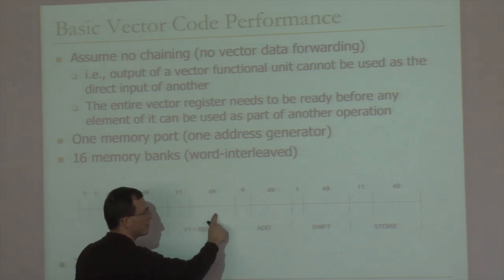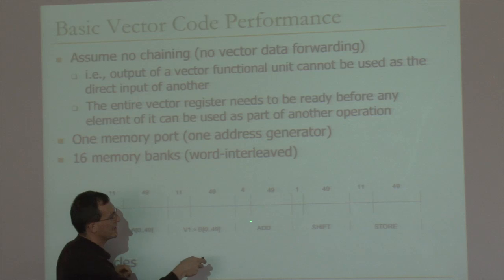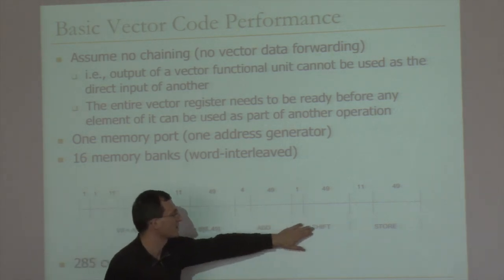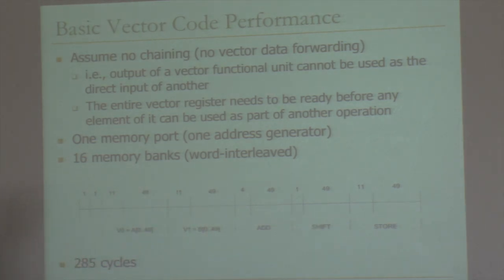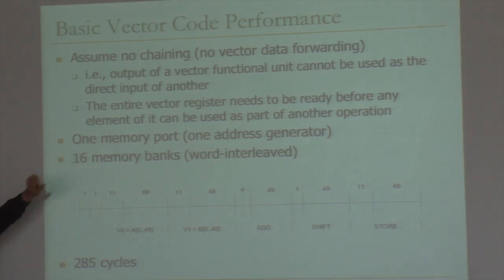But they all need to wait for each other because there is no chaining. You cannot start, at the end of this first element add, the shift of that element. You cannot pipeline the add and shift because you don't do data forwarding. Even this kind of crippled vector machine takes 285 cycles. That's a huge difference from 1504, right? And this is kind of a crippled machine because that simple data forwarding is not done, and you have a kind of weak memory system.